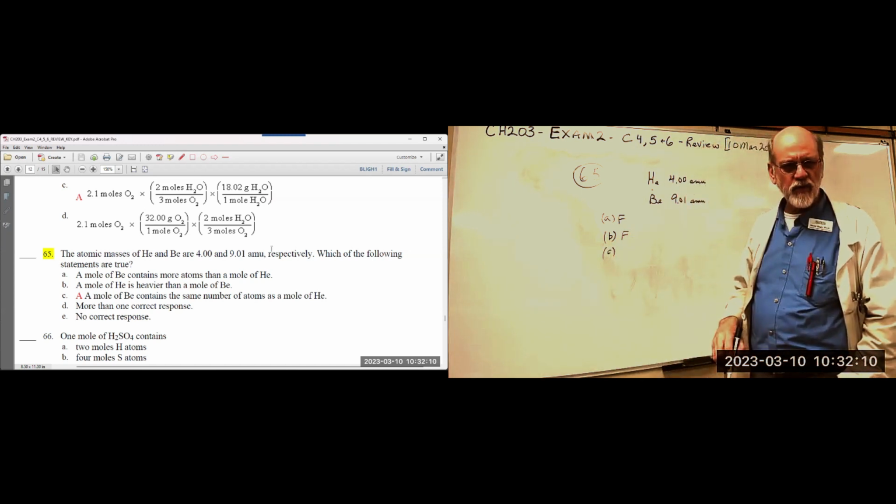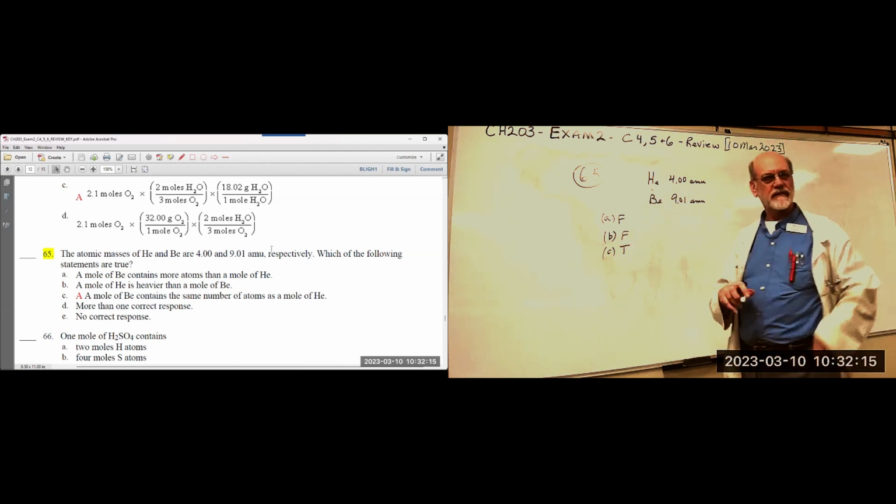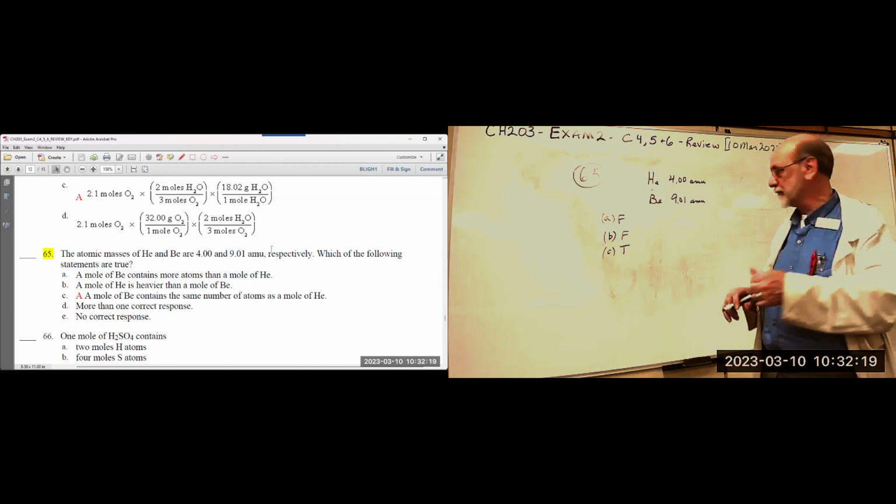How about C? A mole of beryllium contains the same number of atoms as a mole of helium. That's true. Yep. So only one of them is true. C.